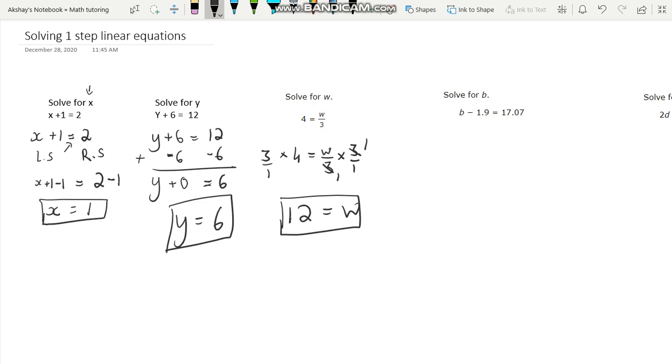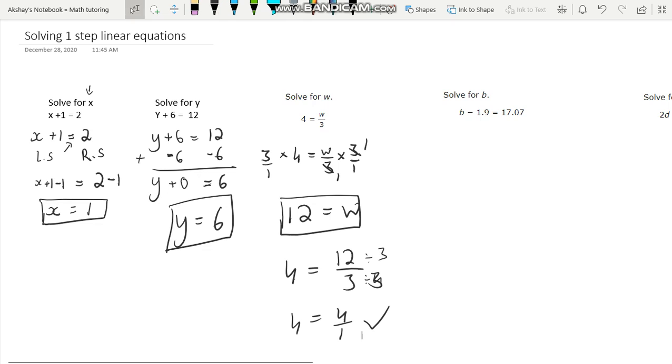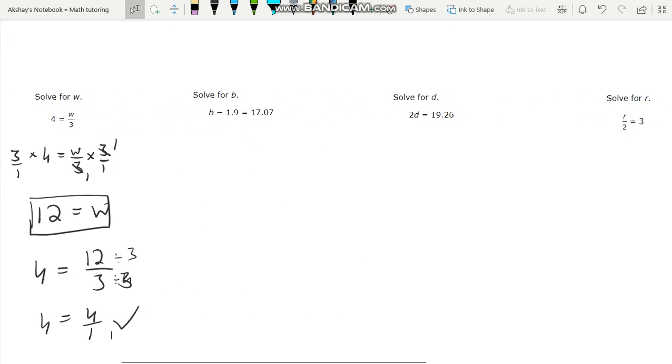If we put this back into our equation, we have 4 is equal to w, which is 12, divided by 3. We have 4 is equal to, dividing both numerator and denominator by 3, 4 over 1, which is also just 4. So that works out.